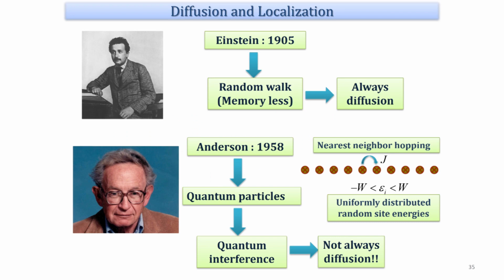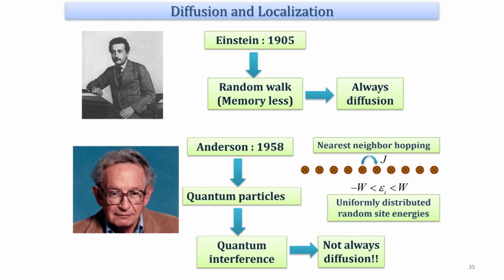Now again, go back to diffusion and localization. All classical diffusion theory started with Einstein, 1905. He showed that it is essentially a random walk, and you always get diffusion in classical systems. Then came Anderson localization; he said no, it is not that.